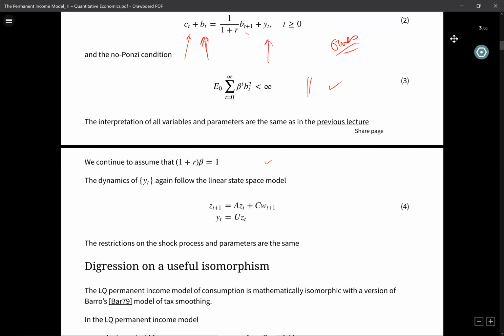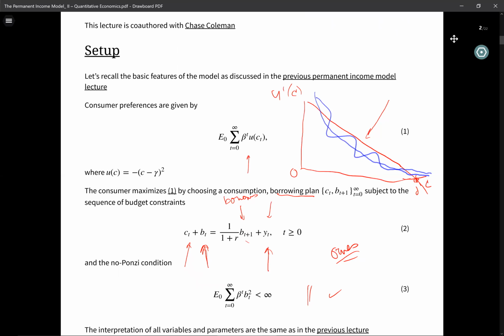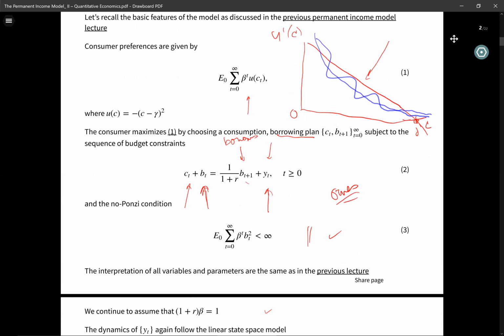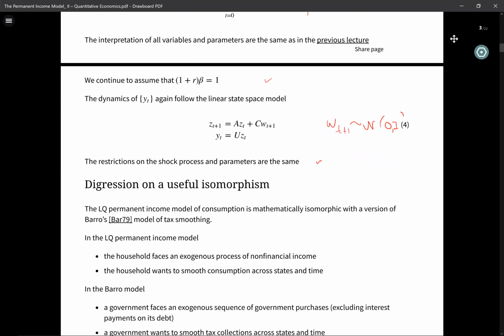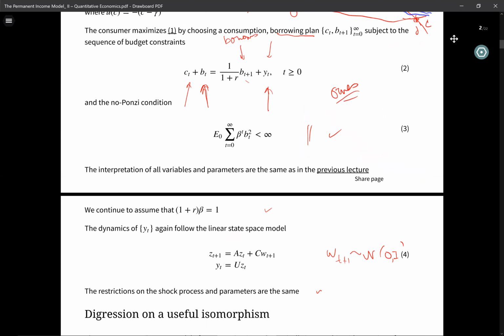So Z is going to be a finite dimensional vector, WT plus 1 is going to be normal, 0, I. Okay. Okay, so, well, that's the model.